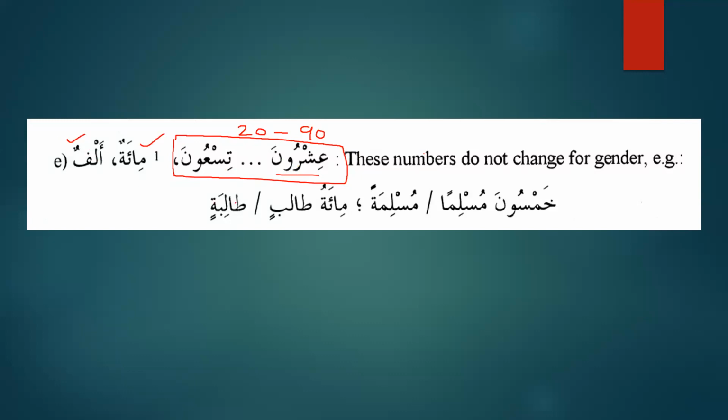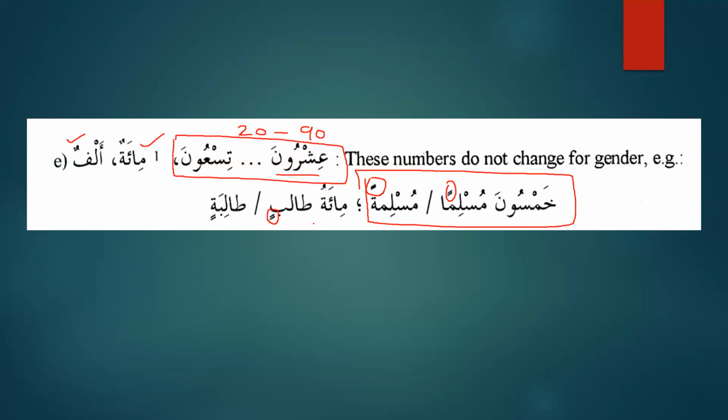However, look at the difference. In decades, the Ma'dud is always singular and always Mansub. For example, Khamsuna Musliman wa Khamsuna Muslimatan. Tis'una Musliman wa Tis'una Muslimatan. But when we talk about Miyatun wa Alfun, we know that Miyatu and Alfu are used as Mudaf, and the noun after that will be singular and it will be Mudafun ilayhi. For example, we say Miyatu amin. It's used in the Quran, miyatu amin.